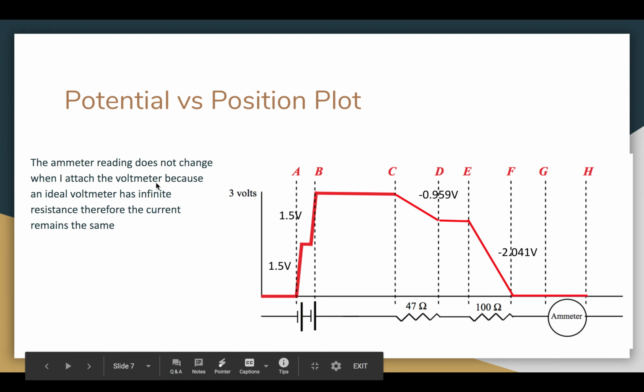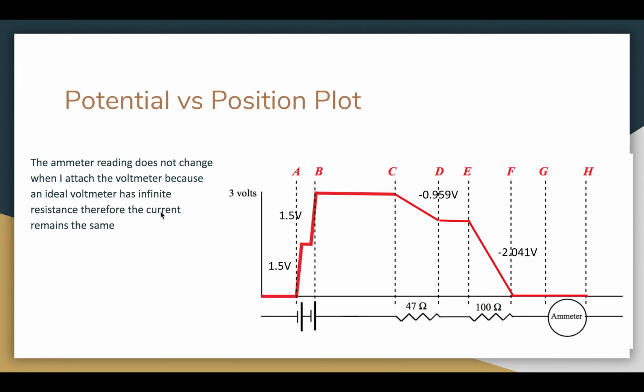So the potential versus the position plot. The ammeter reading does not change when I attach the voltmeter because an ideal voltmeter has infinite resistance, therefore the current remains the same.